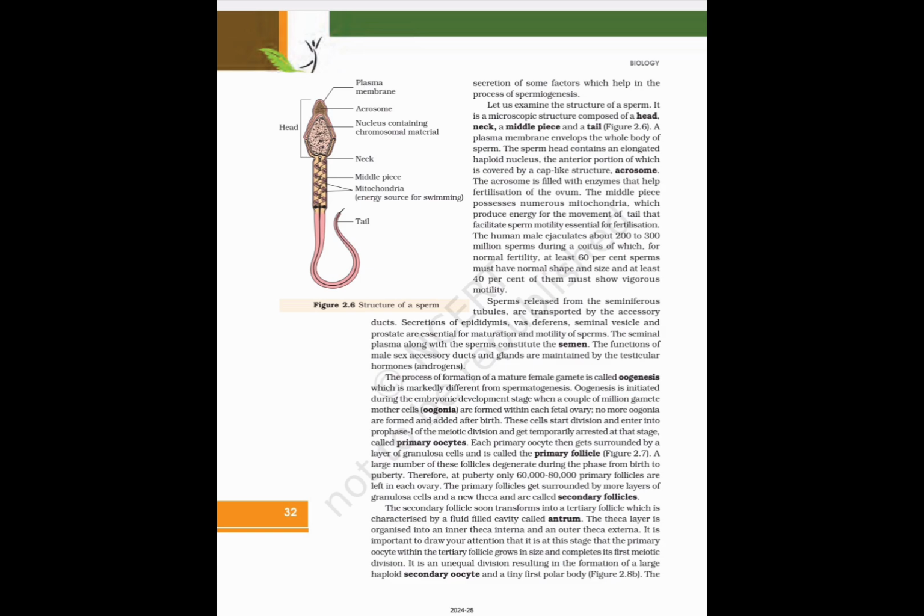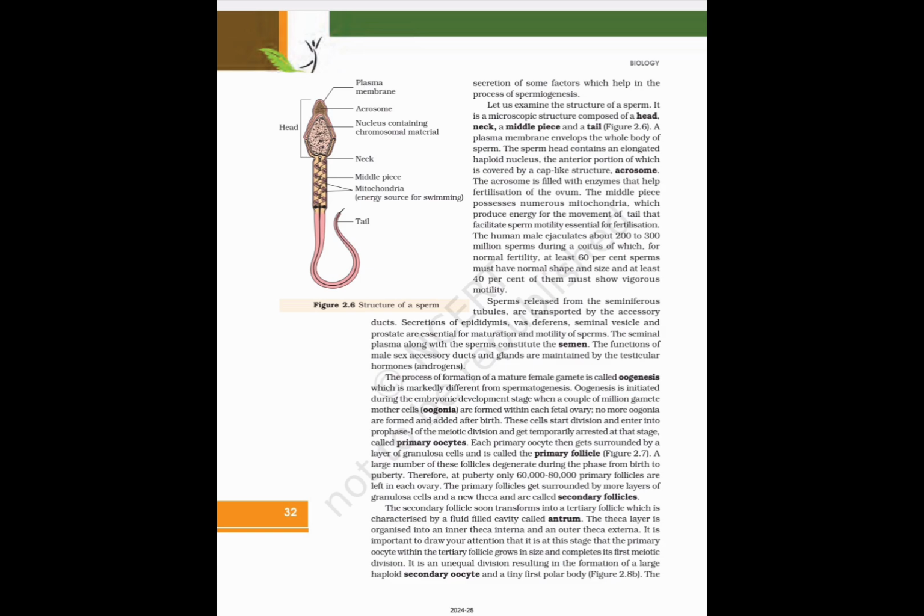The secondary follicle soon transforms into a tertiary follicle, which is characterized by a fluid-filled cavity called antrum. The theca layer is organized into an inner theca interna and the outer theca externa. It is important to draw your attention that it is at this stage that the primary oocyte within the tertiary follicle grows in size and completes its first meiotic division.